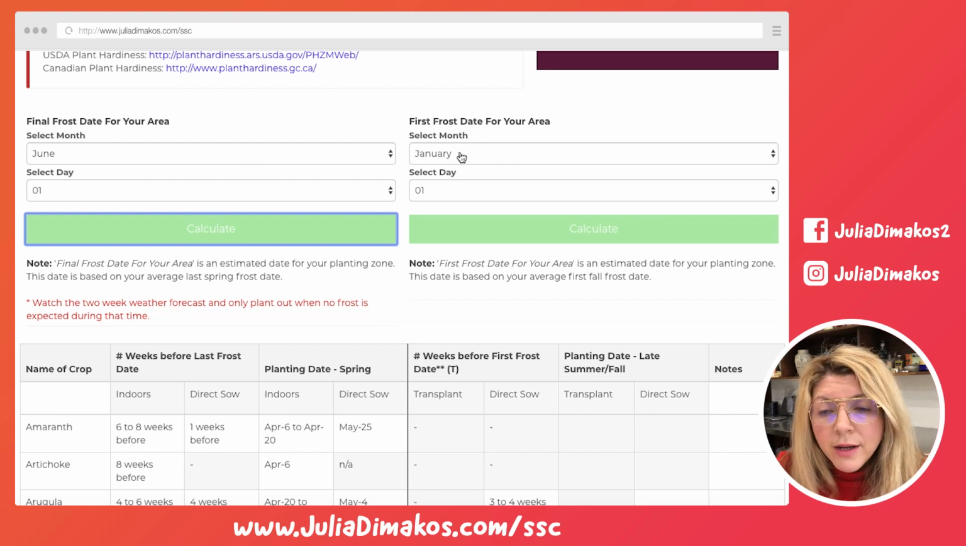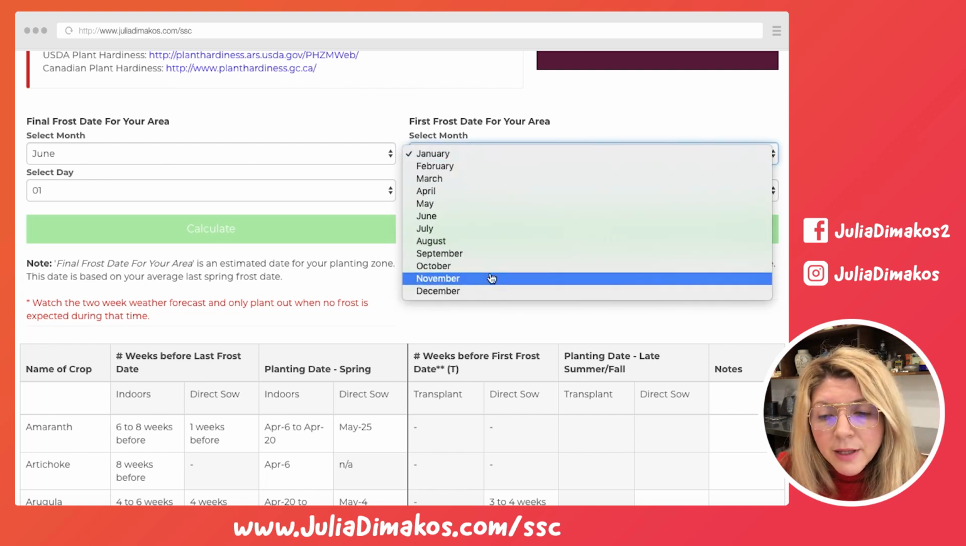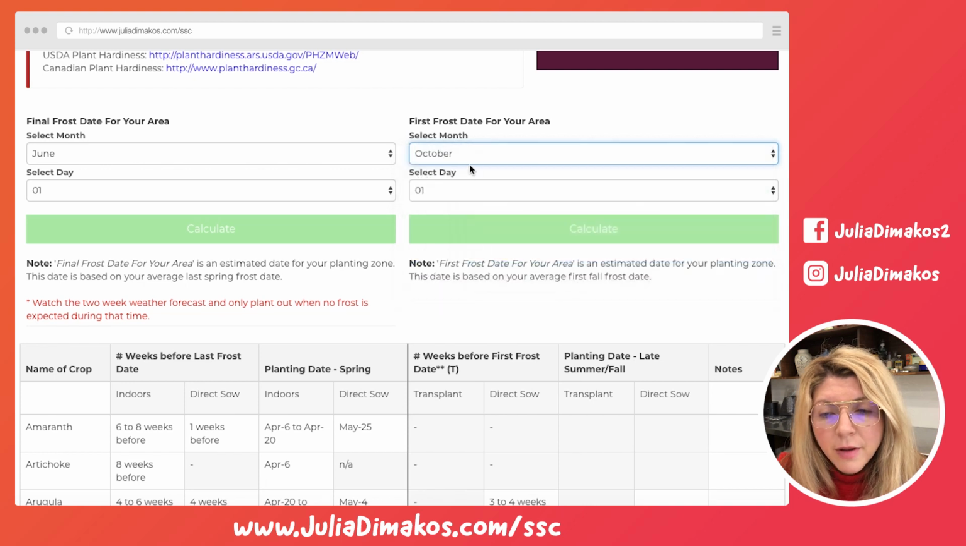So what you do in this section is enter your first frost date for your area. Now in my area, typically that is October the 1st. Depending where you live, that could be later, into later October. I know people towards the south of the US are still growing tomatoes at that time. So you would just enter your own date. Mine is approximately October the 1st. This year that just finished, it was October the 3rd.